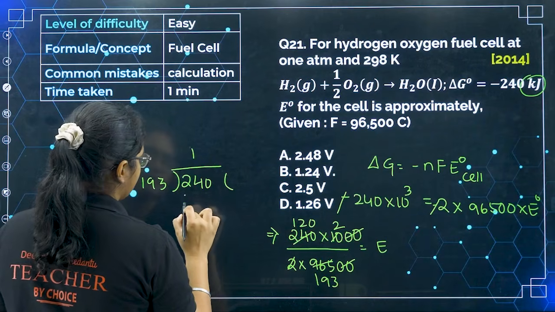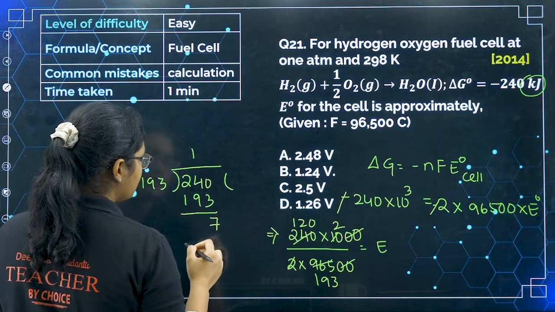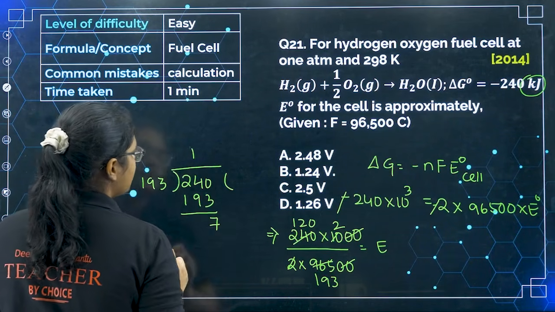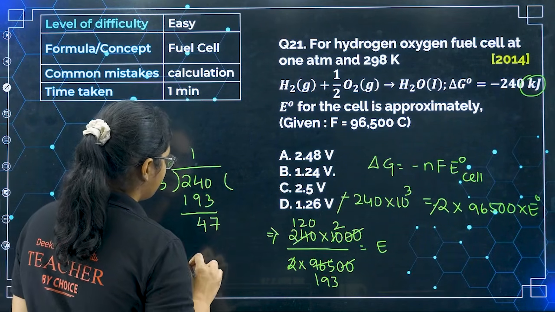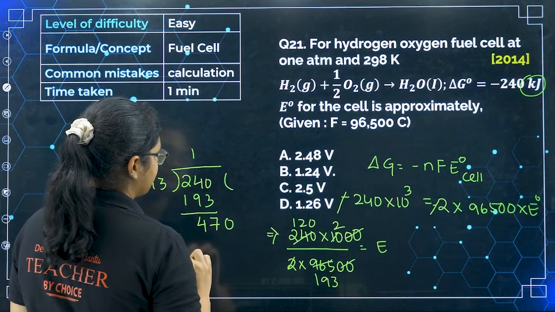Obviously it will take 1 here. Then I will have 10 minus 3 is 7. Then I have 13. 13 minus 4 will be 9. Then I will have, that's all. Yes, 470 again.